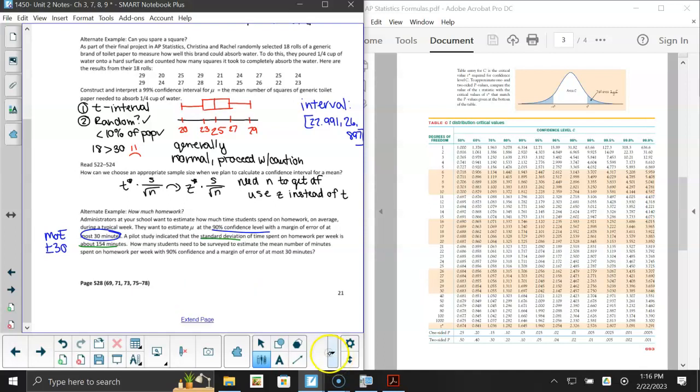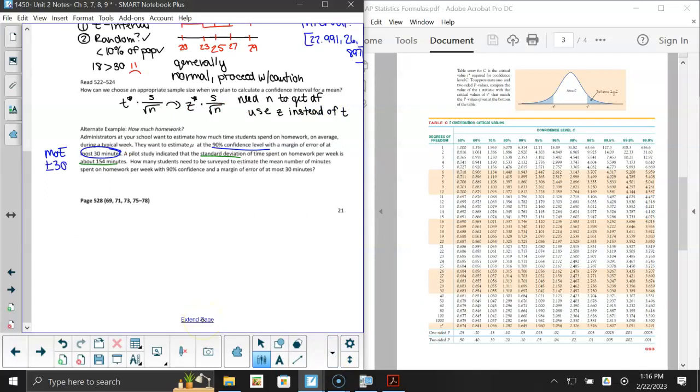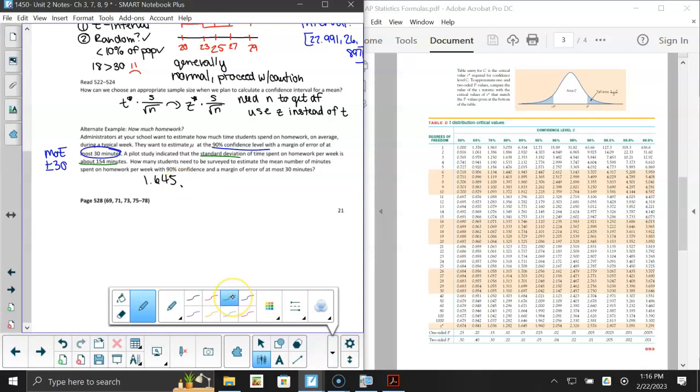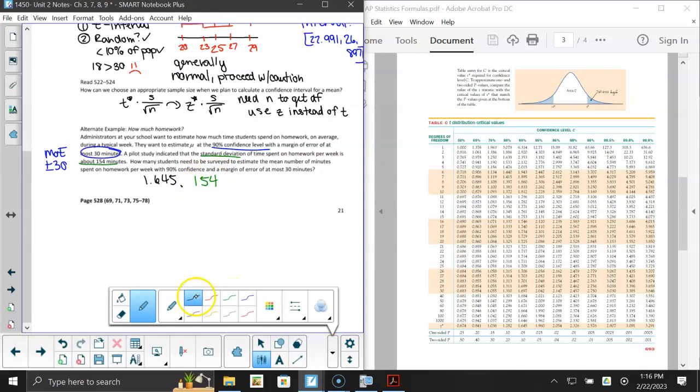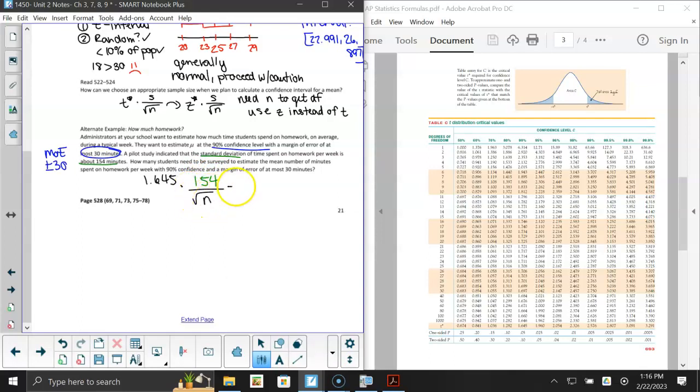Let's use black. And I'm going to extend this. So, 1.645 times, what's that standard deviation again? 154 over square root of n. And I need that to be no more than 30. Okay, that's my margin of error, because remember, all of this together should equal your margin of error. That came from the table. That's my Z-star value.